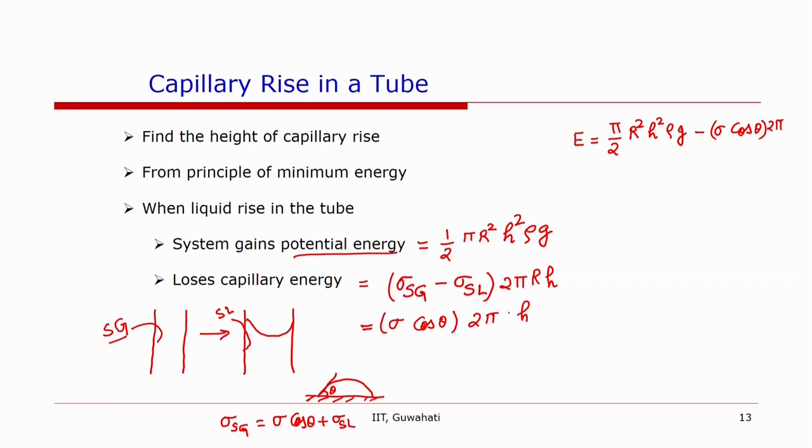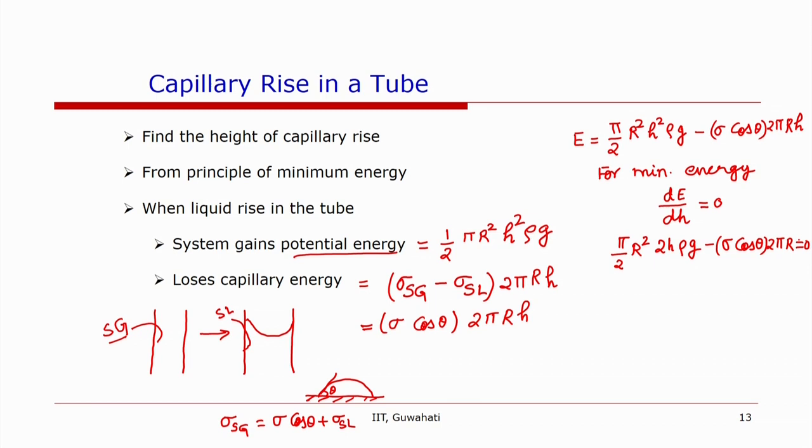So 2 pi r h. Now for minimum energy, we have dE by dH equal to 0. That means pi r squared times 2h rho g minus sigma cos theta times 2 pi r is equal to 0. So the 2 will cancel out, and we can divide throughout by r. So we'll have h equal to 2 sigma cos theta divided by rho g r.